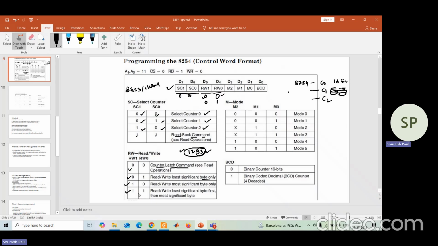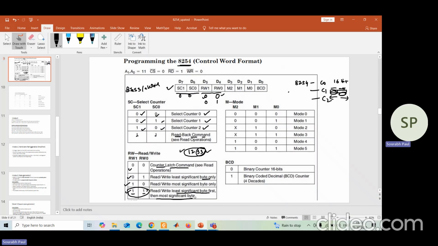Then 1, 1. 1, 1 means first you will read or write the least significant byte, the right side, and then followed by the left side of the 16-bit value, the most significant byte. So in that case, you need to select 1, 1. And whenever we do counter related assembly language code for 8254 interfacing, we have to select this mode only.